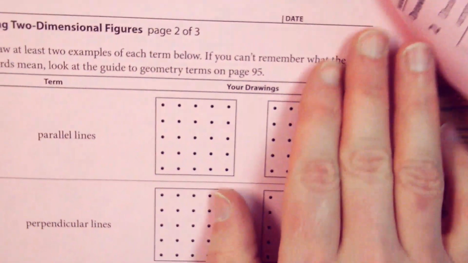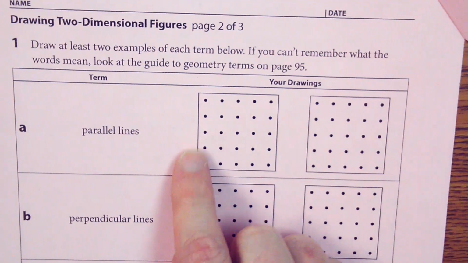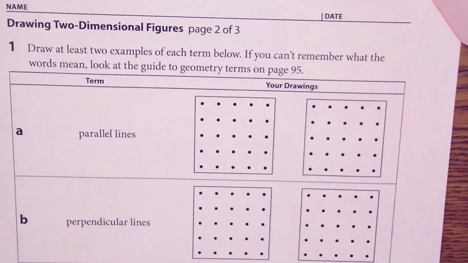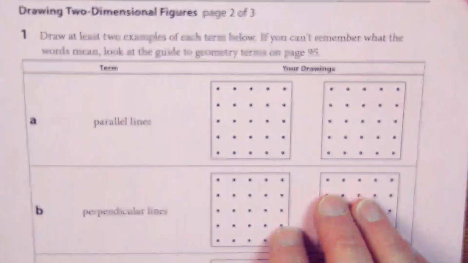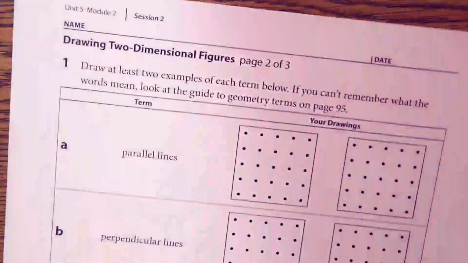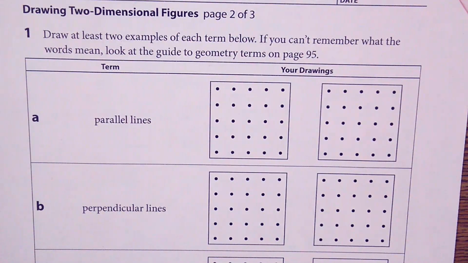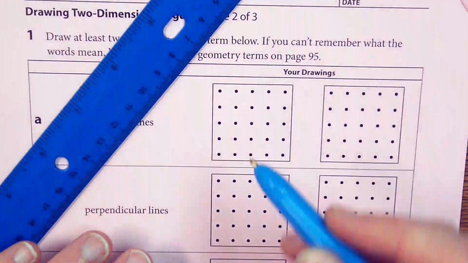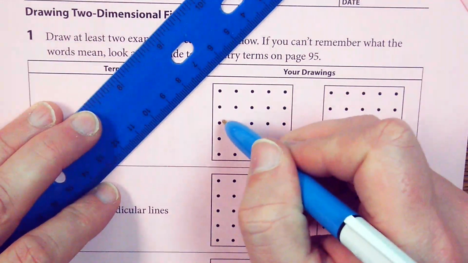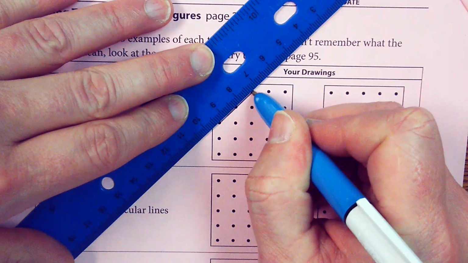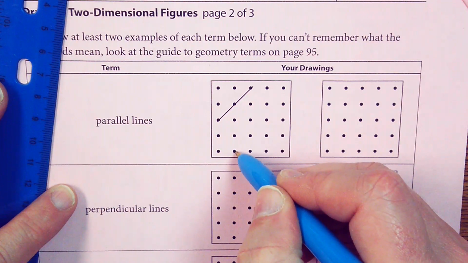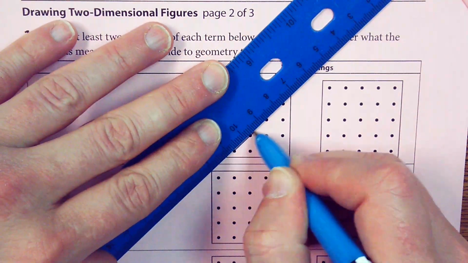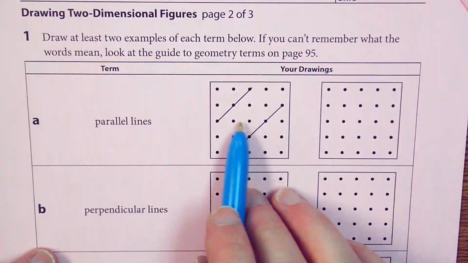Now, let's dig in. Draw at least 2 examples of each term below. If you can't remember what the words mean, look at the Guide to Geometry on page 95. There's your Guide to Geometry, the very first page that we looked at. So, parallel lines. The nice part is they can go any direction you want them to. I'm going to use a ruler because I like it when the lines are straight. My first set of parallel lines are going to be diagonal, so the next one has to be diagonal. Maybe I'll do this one here. Okay, so I have 2 parallel lines.